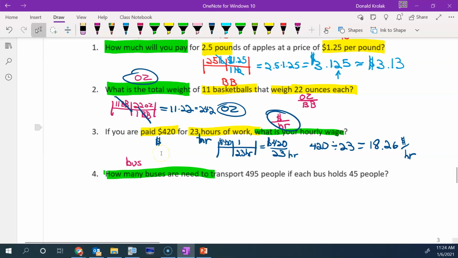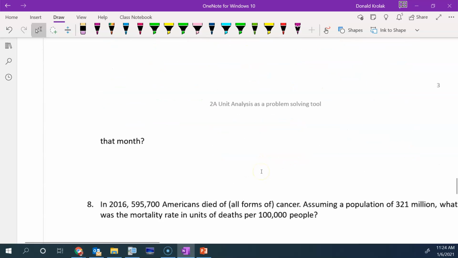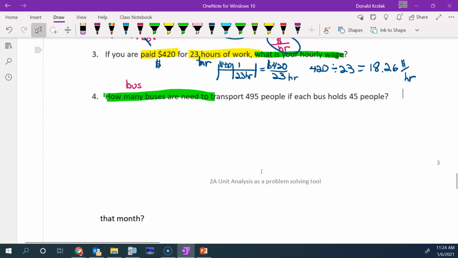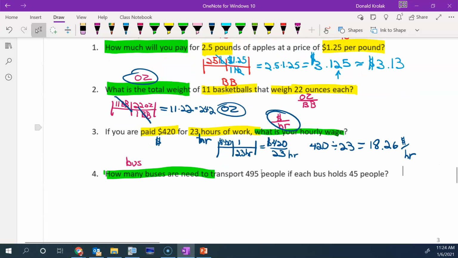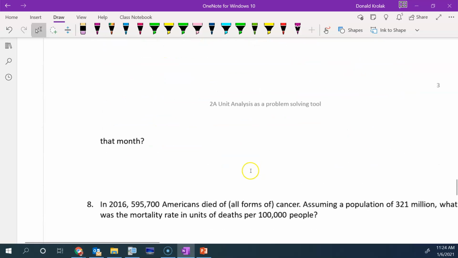So sometimes people get confused on whether to multiply the numbers or divide the numbers. If you use the units, that'll tell you what to do. In this case, the units tell me to divide. All right.